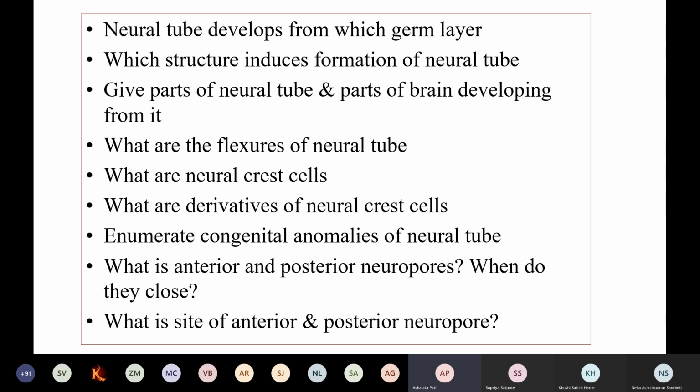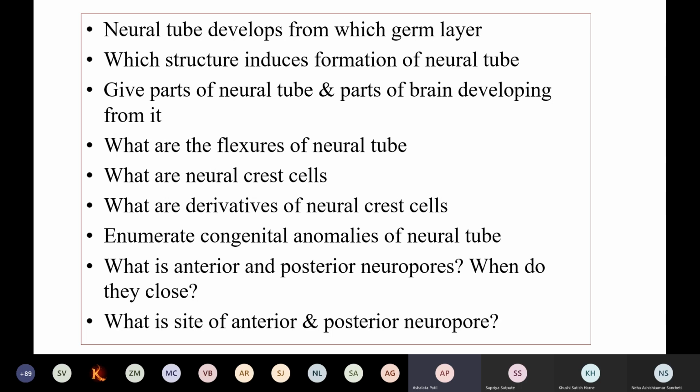So these questions may be asked. The neural tube develops from which germ layer? That is the neuroectoderm. Which structure induces it? That is the notochord. Parts you should know: forebrain, midbrain, hindbrain, and their fate. Flexures, 3 flexures you should know: cervical, cephalic, and mesencephalic. What are these neural crest cells? These are the detached neuroectodermal cells from the neural tube which lie between the neural tube and the surface ectoderm.